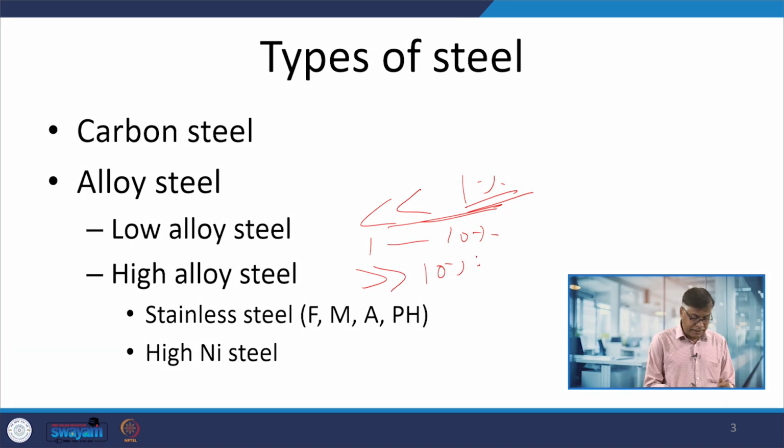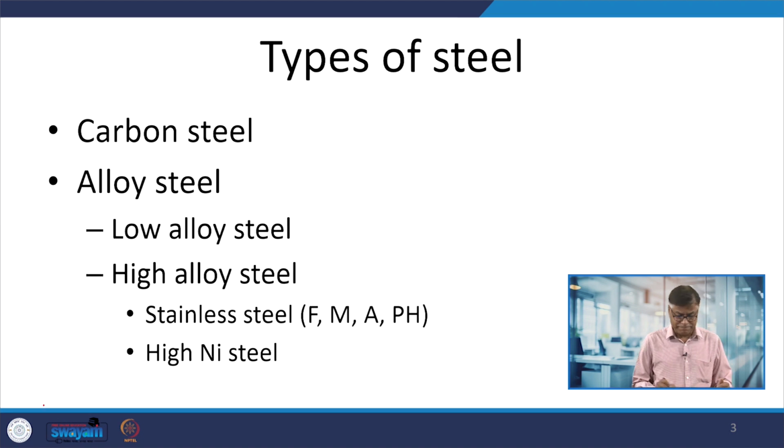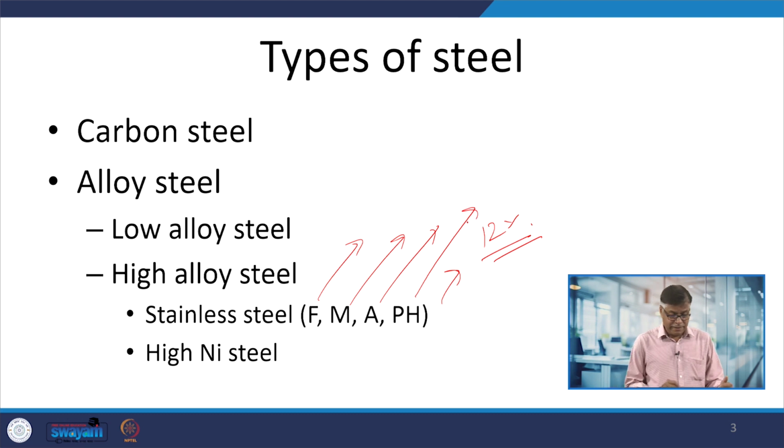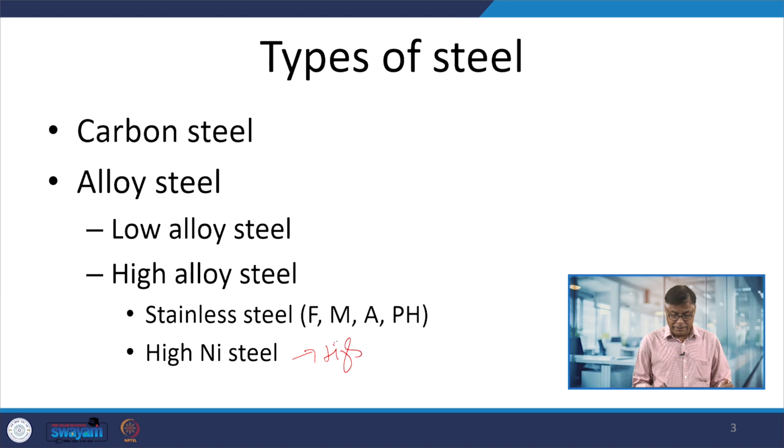One of the most common kinds of high alloy steel is the stainless steel. Stainless steels usually have chromium greater than 12% in order to have the stainless effect on the steel. There are variants of stainless steels like ferritic stainless steel, martensitic stainless steel, austenitic stainless steel, and precipitation hardenable stainless steel. Similarly, high nickel steel is also used for various engineering applications, especially for high temperature applications, where good strength even at a high temperature is needed.